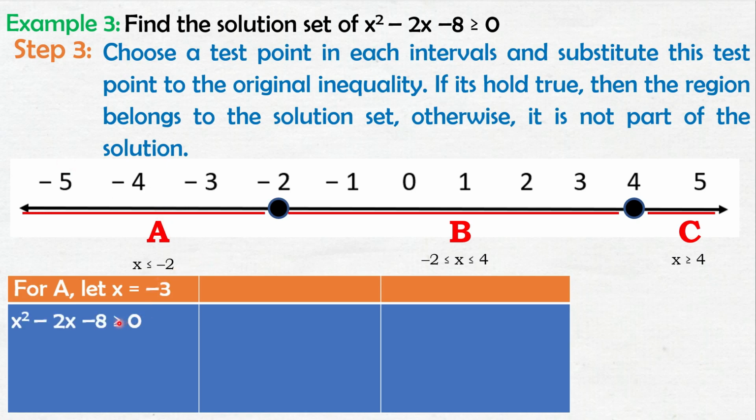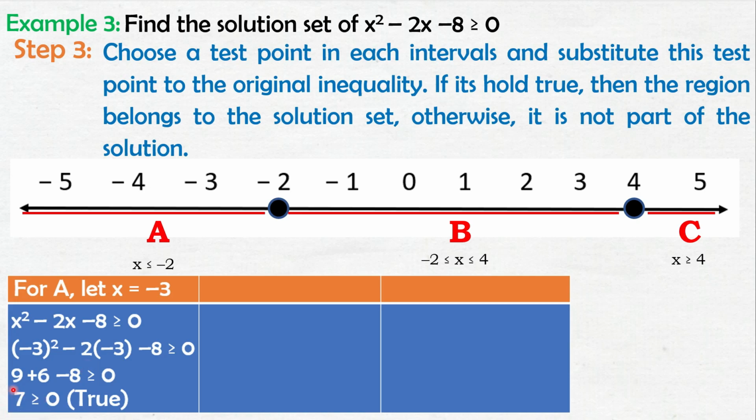Substitute natin sa given quadratic inequality. Palitan natin si x ng negative 2. Sorry, that is negative 3. Palitan natin siya ng negative 3. So, we have negative 3 squared minus 2 times negative 3 minus 8 greater than or equal to 0. Simplify negative 3 squared, that is 9. And negative 2 times negative 3, that is positive 6. Negative 8 greater than or equal to 0. Simplify, we get 7 is greater than or equal to 0, which is true.